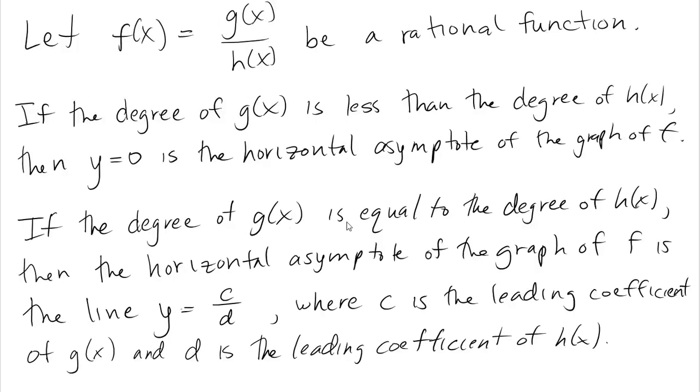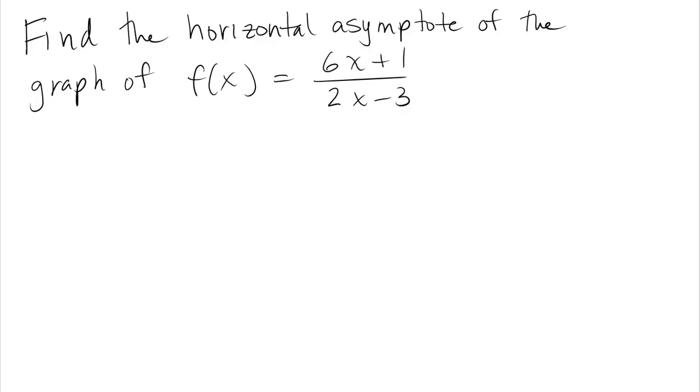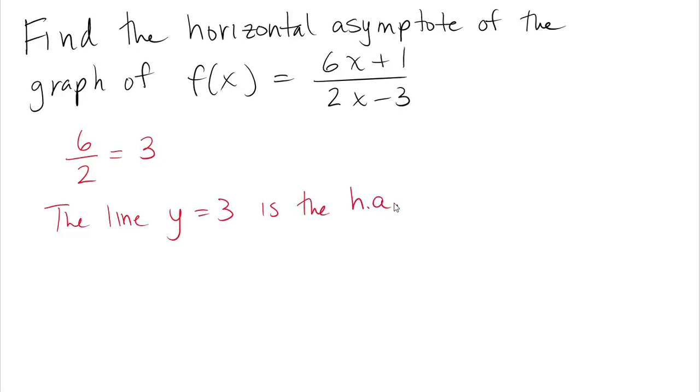According to the rule, if the degree of g of x is equal to the degree of h of x, then the horizontal asymptote of the graph of f is the line y equals c over d, where c is the leading coefficient of g of x and d is the leading coefficient of h of x. The horizontal asymptote is found by just taking the ratio of the leading coefficients. So I take 6 divided by 2, which simplifies here, that's 3. So the line y equals 3 is the horizontal asymptote, which we're going to denote by HA. This function is going to level off at y equals 3.